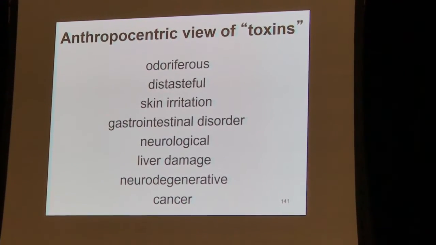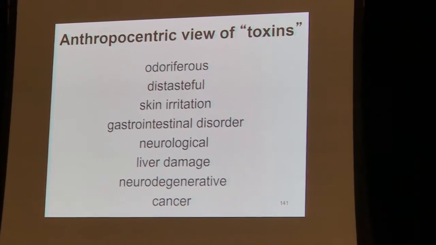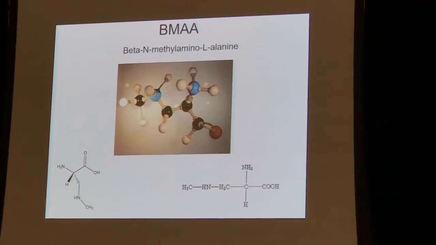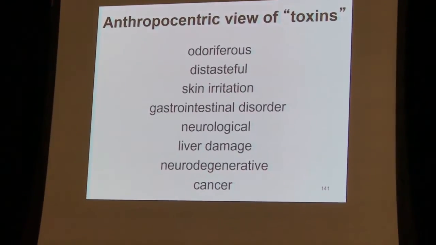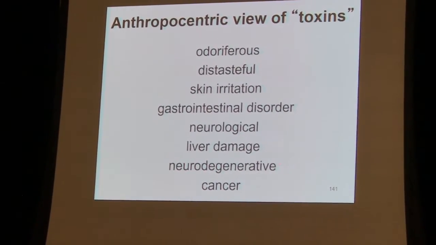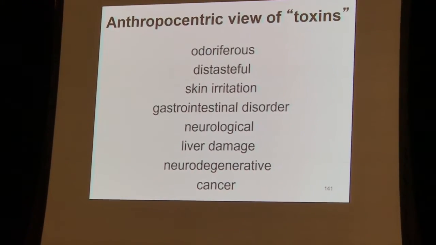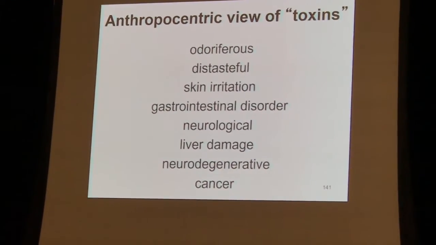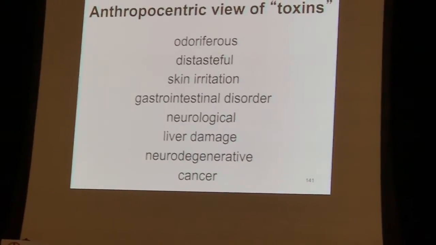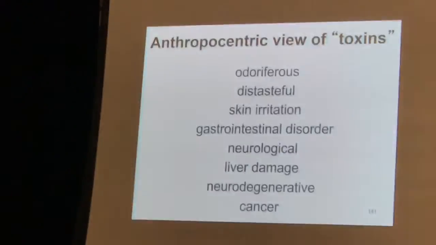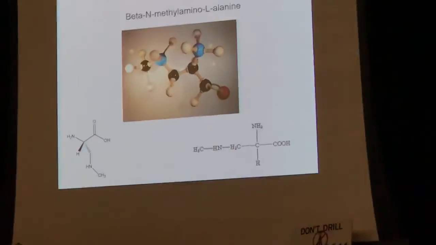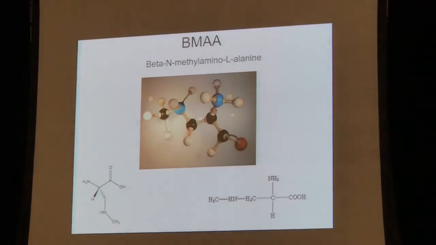What happens if you have long-term neurological problems, or liver damage, or neurodegenerative diseases, or cancer? Those toxins do not have short-term effects, but you come down with a problem 10 or 20 years later. It's going to be very hard to discover that type of toxin if you only get the health effects 10 or 20 years later. Well, by accident, we think we've discovered one. It's called BMAA.